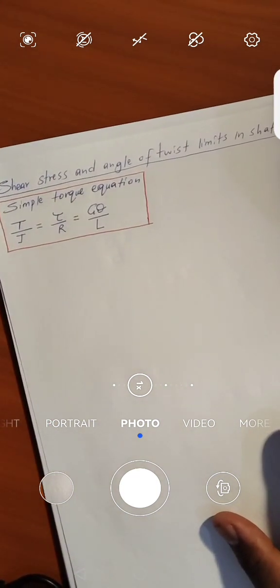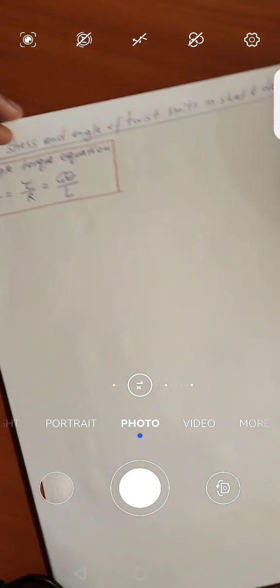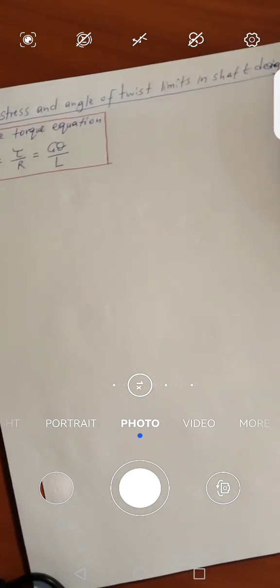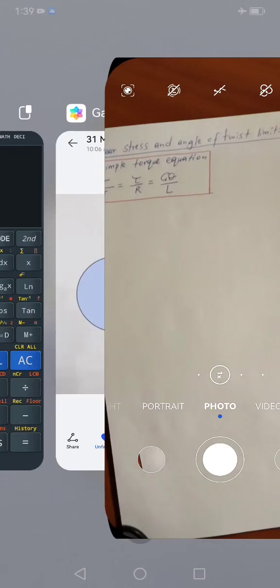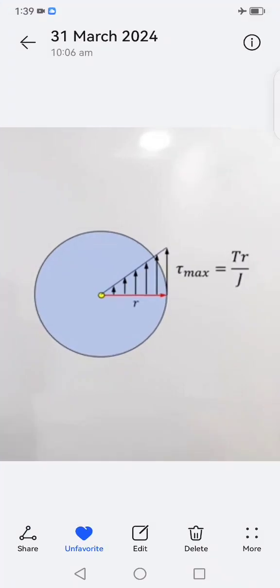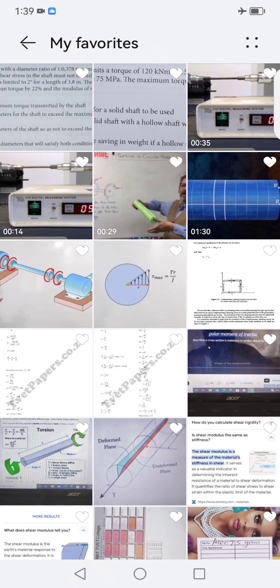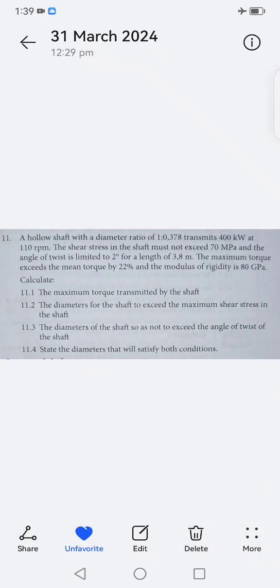This is the formula that we know. We discussed it yesterday. I will just go straight to the question and try to solve it. We will discuss more as we solve the problems. Right, let's check this one.